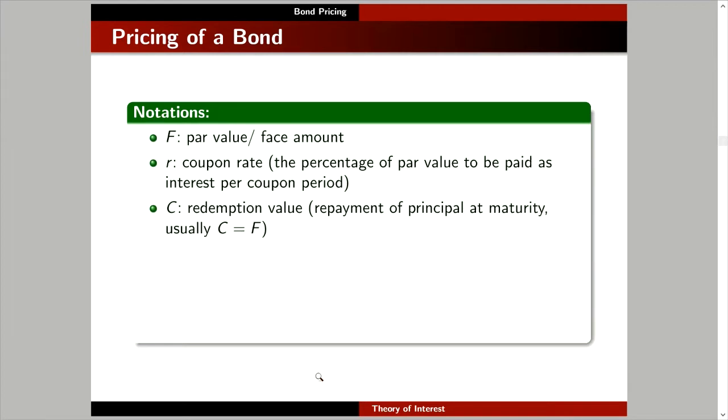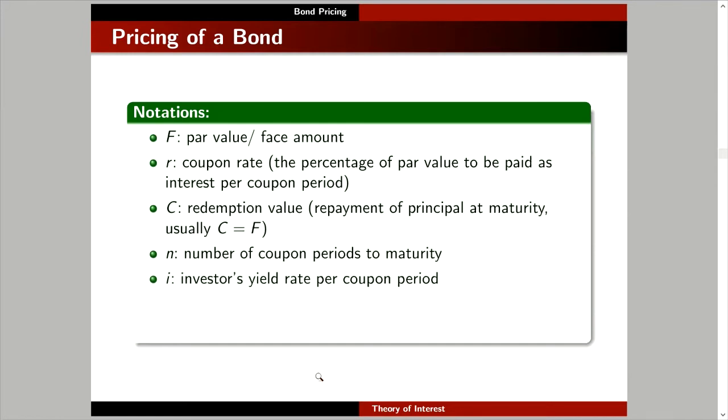Kapag matatapos na yung loan, you are going to redeem the bond, yan yung kailangang ibayad ni borrower kay lender. And usually, C is equal to the par value. C is equal to F. And since the usual notations, n is the number of coupon periods to maturity, i is the effective yield rate, and then P is the price of the bond.